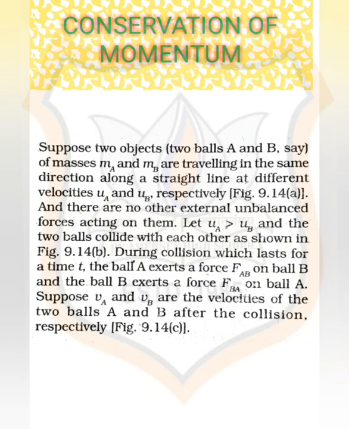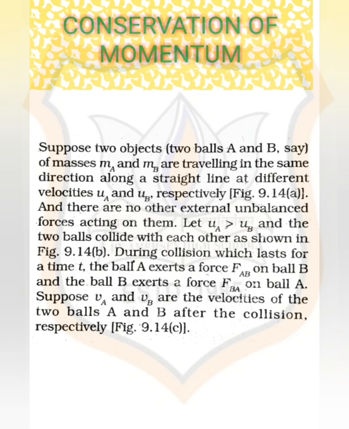Now, a very important topic of this chapter, conservation of momentum. Suppose two objects like two balls A and B of masses MA and MB are traveling in the same direction along a straight line at different velocities, initial velocities UA and UB respectively, as shown in the figure, and there are no other external unbalanced forces acting on them. So, let's suppose UA is greater than UB. That means the velocity of ball A is greater than that of ball B. And the two balls collide with each other as shown in the figure.